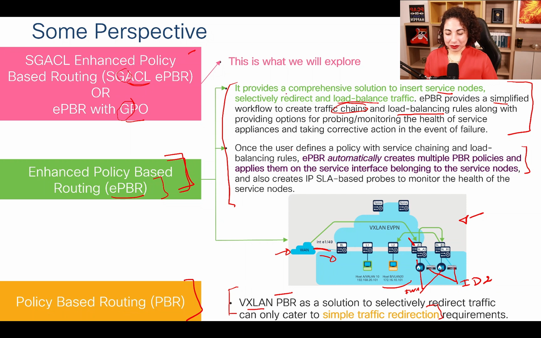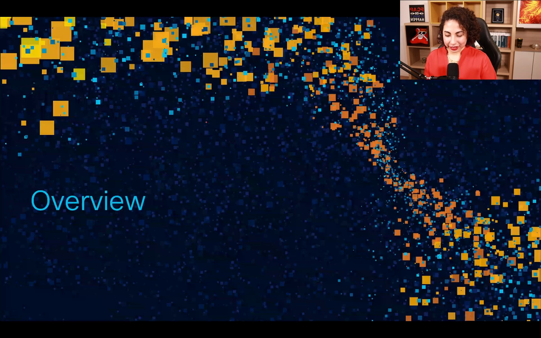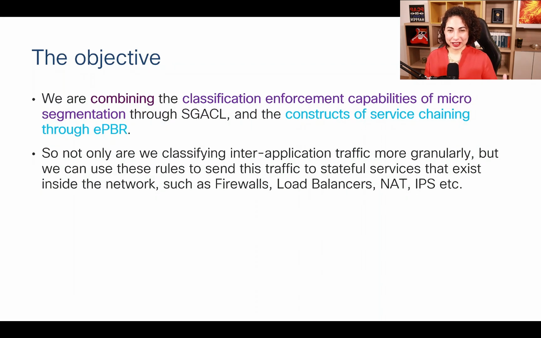So this is what we will explore. I believe I took a very fancy slide, not a straightforward slide, to say this in a fancy way. We are combining the classification and enforcement capabilities of micro-segmentation through those SGACLs with the constructs of service chaining through ePBR. So the sum of the two gives us this great SGACL ePBR.